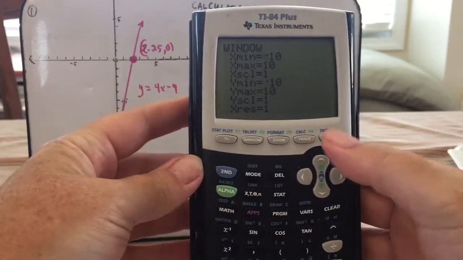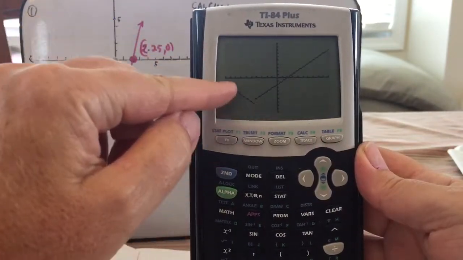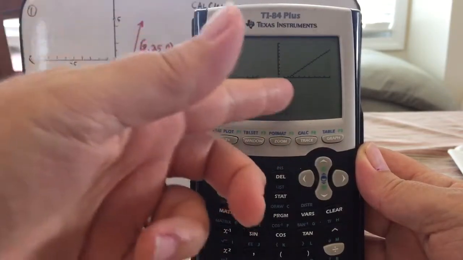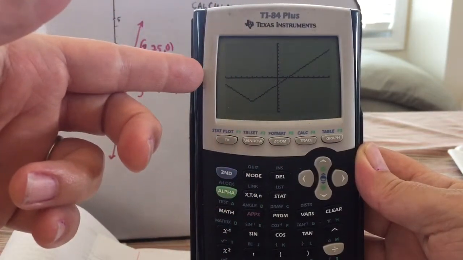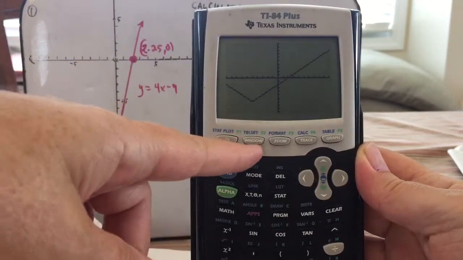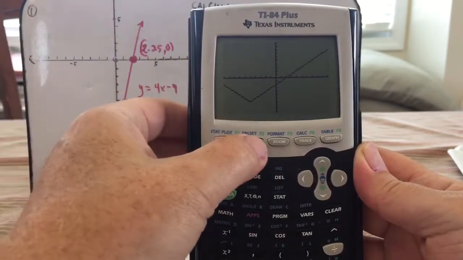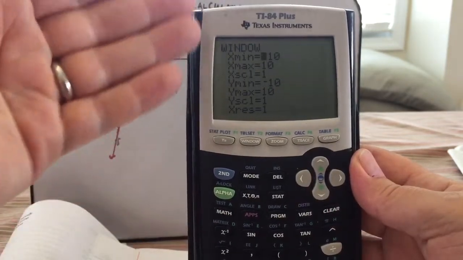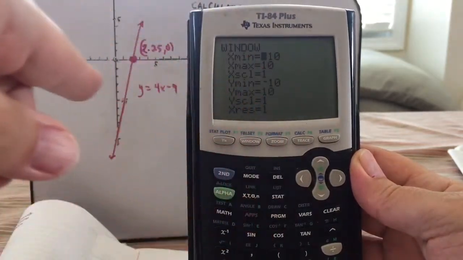But we can see if we go to the graph that it looks like it goes past -10. So we'd really like to open this up a little bit. It doesn't look like it goes very far past -10. So what I'm going to do is reset my window. So I press the window button, enter that, and scroll down to my X. Oh, don't scroll at all. You're at X min. I would like to go further left.